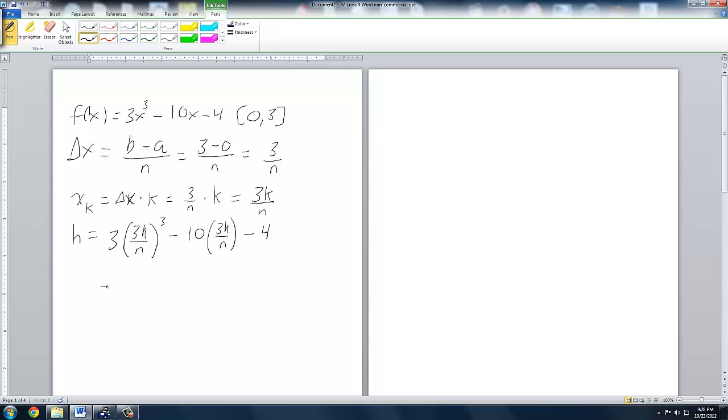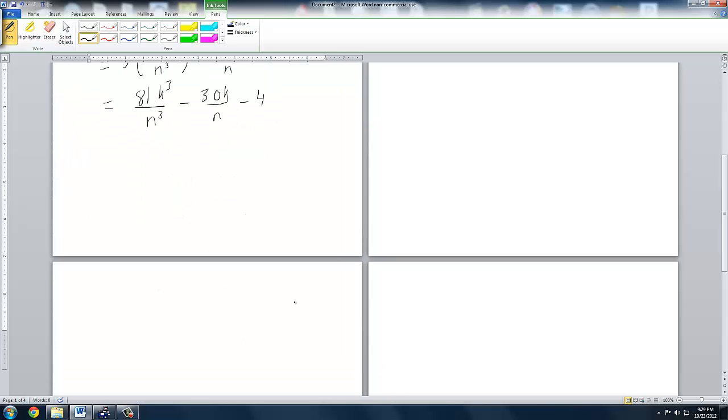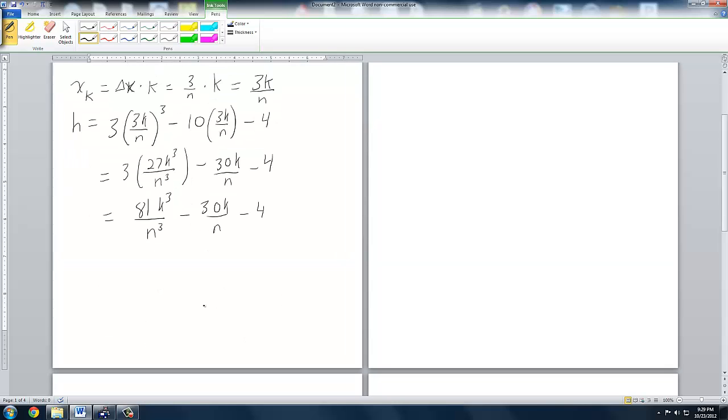Now let's simplify this out. So this is 3 times 27k to the third over n to the third, minus 30k over n minus 4, which is equal to 3 times 27 is 81k to the third over n to the third, minus 30k over n minus 4. All right, so that's our height.